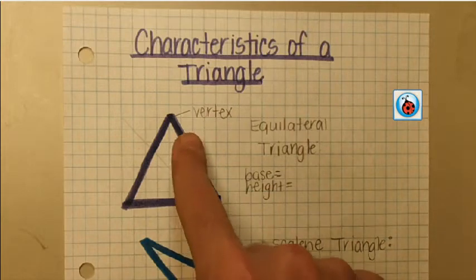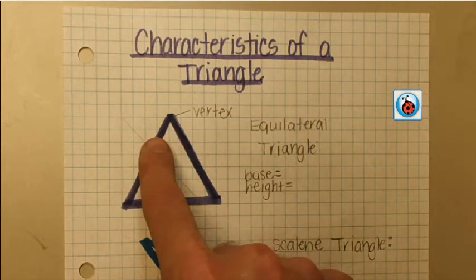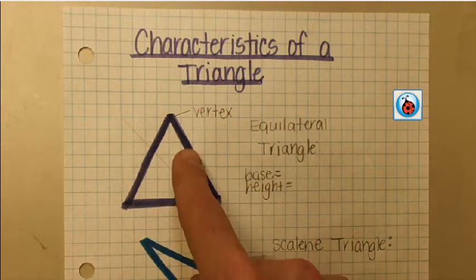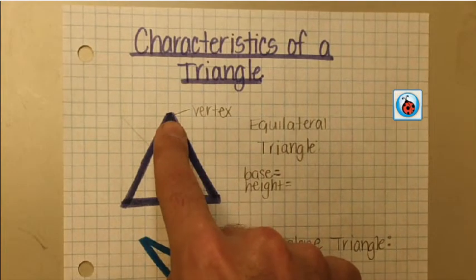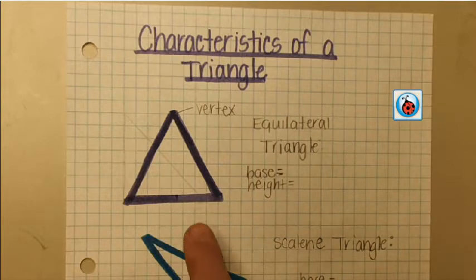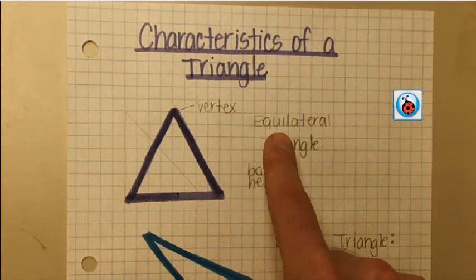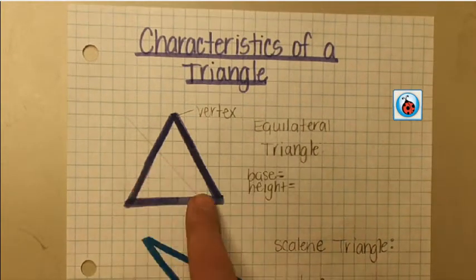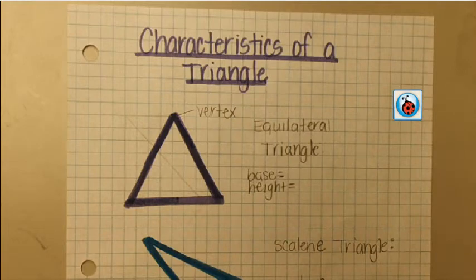I'm going to be teaching you about the characteristics of a triangle. Okay, so a triangle is pretty simple. It's got three sides, and each place where two sides meet, we call that a vertex. So it's got 1, 2, and 3 of those. And this is an equilateral triangle, which means that all three sides are the same length.